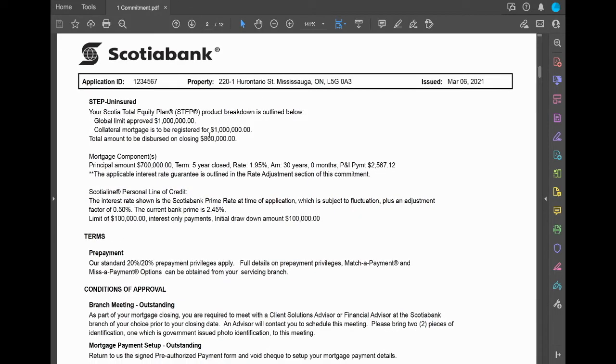The next portion of the $800,000 is a line of credit. The line of credit is priced at prime plus half. That's where we're seeing an end rate of 2.95. In this case, the client selected to draw down the entire amount of the line of credit on the day of closing.